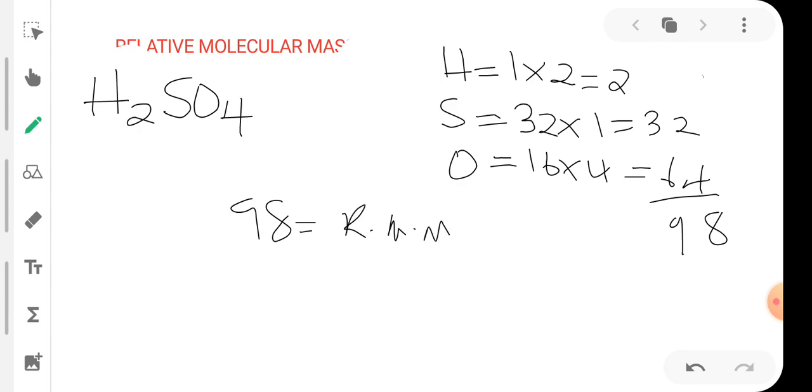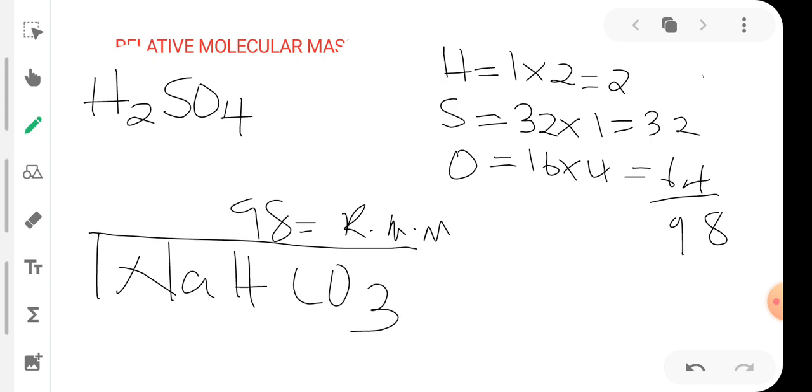I'm going to give you this to find: sodium hydrogen carbonate. Find the relative molecular mass of sodium hydrogen carbonate.